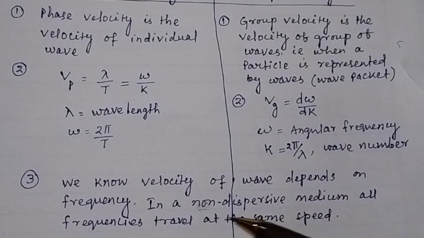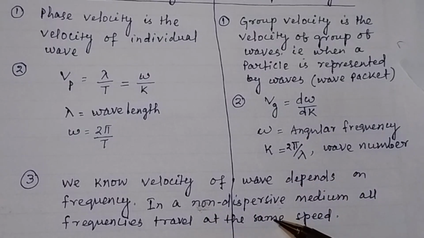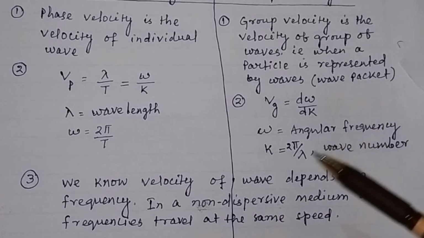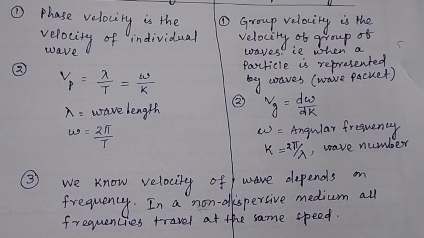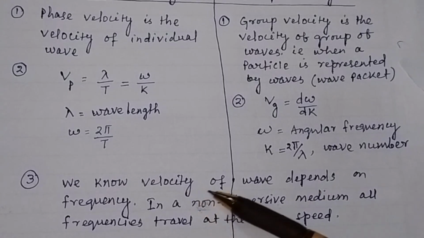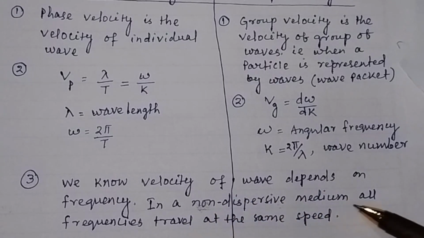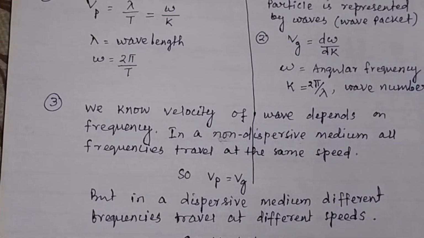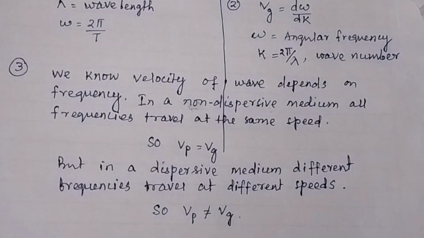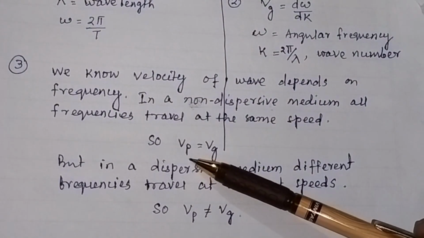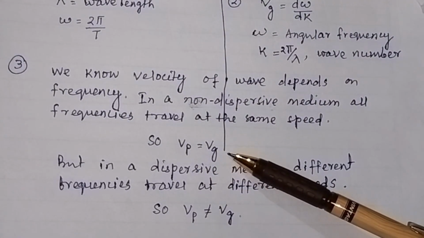Then you have two mediums. Another thing is, you have two mediums. One is a dispersive medium, another one is a non-dispersive medium. In a non-dispersive medium, what happens? The frequencies will not change. So we know the velocity of a wave depends on frequency. In a non-dispersive medium, all frequencies travel at the same speed. Since there is no change in frequency, in a non-dispersive medium the phase velocity is equal to the group velocity.